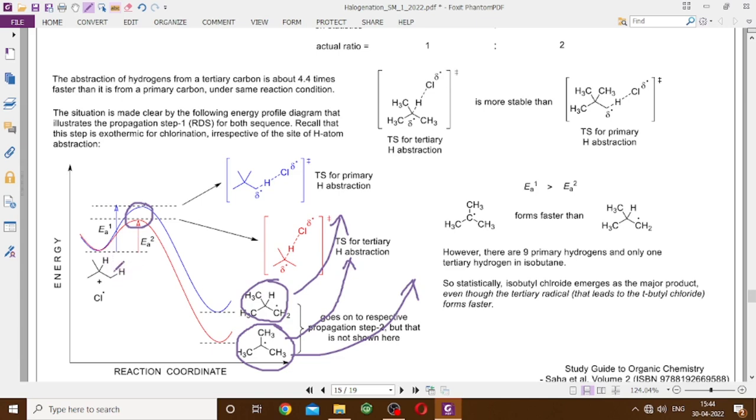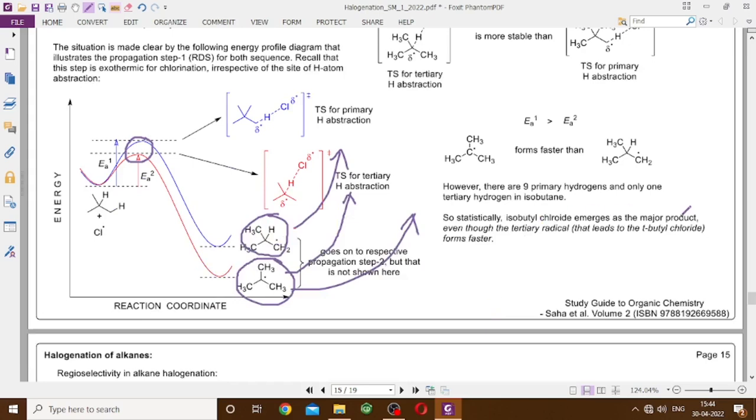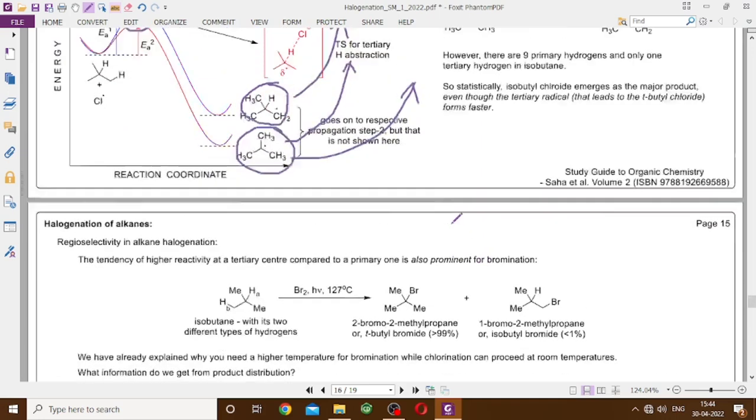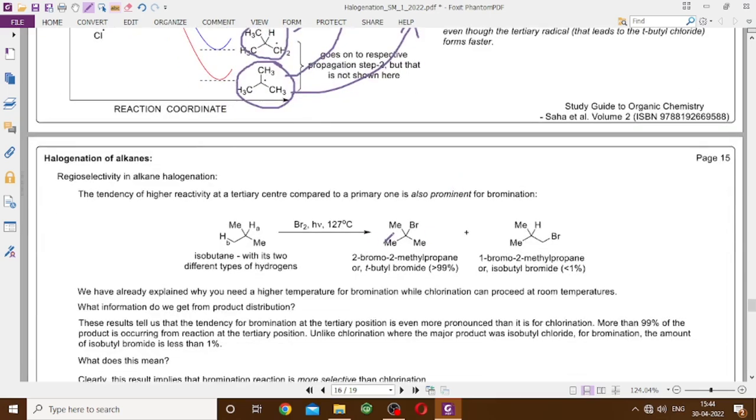This is so much more favored statistically that overall these two factors, one factor that is the reactivity that favors the formation of the tertiary product, and the other factor is the statistics which favors the formation of the primary product. The statistics barely edges out, and eventually the isobutyl chloride emerges as the major product, not the tertiary butyl chloride. But the situation will change completely if you go here. If you go here, then the ratio is like 99% and less than 1%.